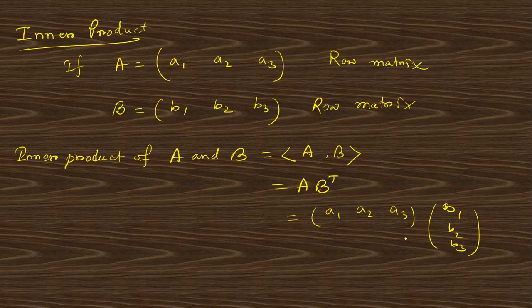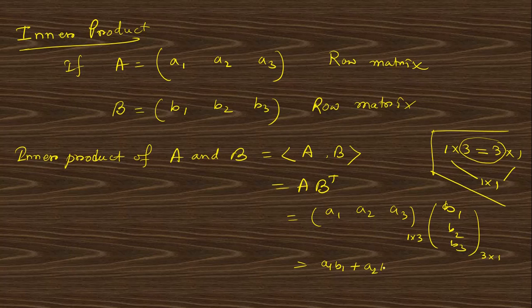If you product this, the number of rows is 1 and columns is 3. This is the number of rows is 3, column is 1. So if you product these, 1 cross 3, 3 cross 1, these 3 are equal. So product will be possible, and the order of the resultant will be 1 cross 1. Clear? So the element will be A1 B1 plus A2 B2 plus A3 B3. This is the inner product of A and B.